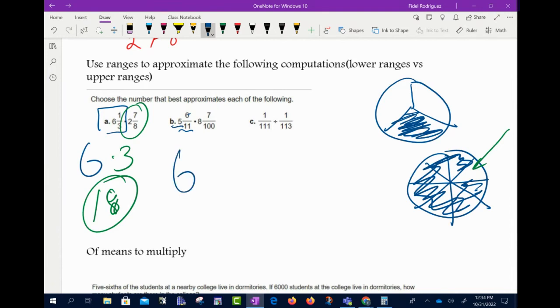Okay. 8 and 7/100. Look, y'all, if I were to multiply 7 times 2, that's 14. That is nowhere near half of 100. So I'm going to leave that 8 as an 8. So what's 6 times 8 going to give me? That's going to give me 48. Okay.